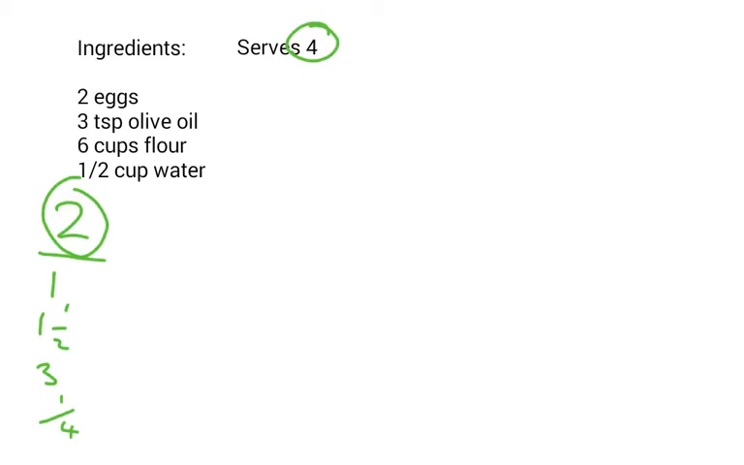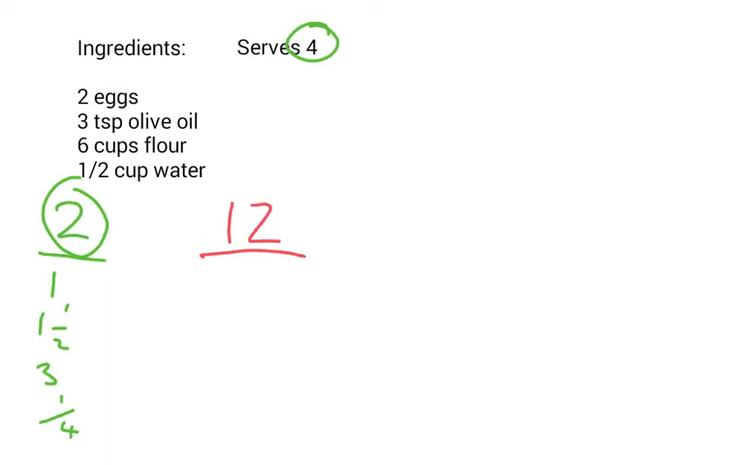If instead of 2 people, we wanted to serve 12 people, we know that 4 times 3 is 12, so we need 3 times as much of the ingredients as to serve 4 people. This means we're going to times all the ingredients by 3.